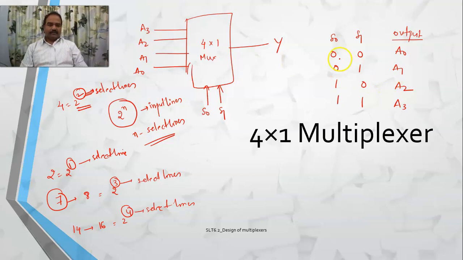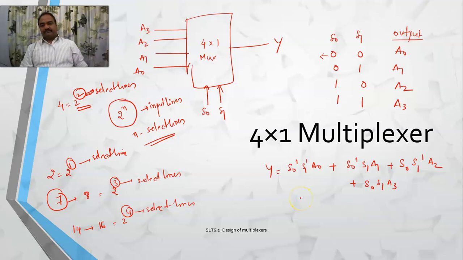So in this case, how will you write this expression? See, what is my final output? Y is equal to first case plus second case plus third case plus fourth case. What is the first case? S0 is negated, so S0 dash, S1 dash, A0. Second case is S0 dash, S1, A1. Third case is S0 is 1, so I will write S0, whereas S1 is 0, so I will take it as S1 dash, A2. This is S0, S1, A3. This is the representation. And this is my truth table for the 4 by 1 multiplexer, and this is my logical expression.